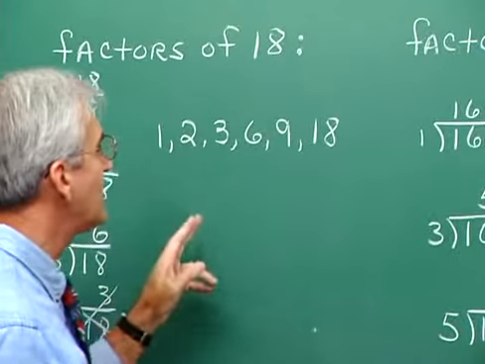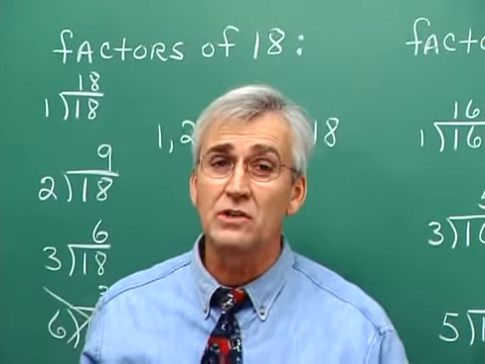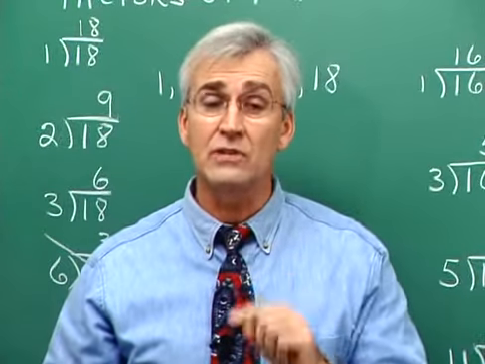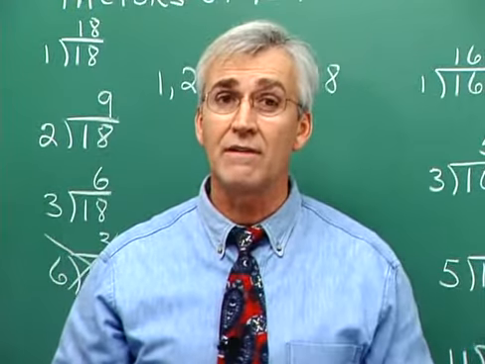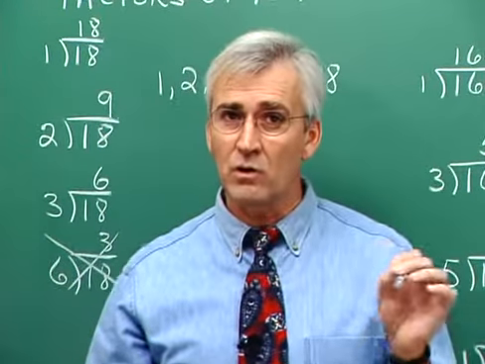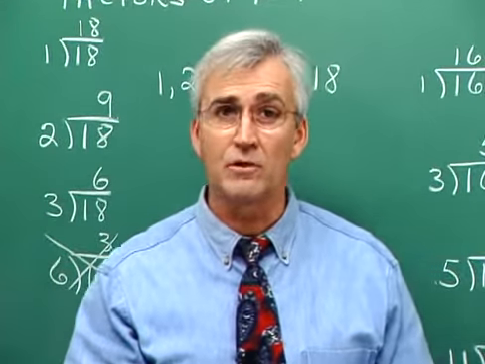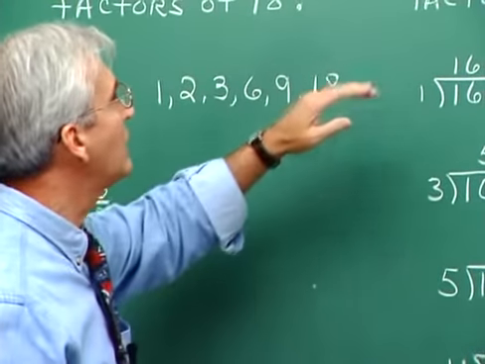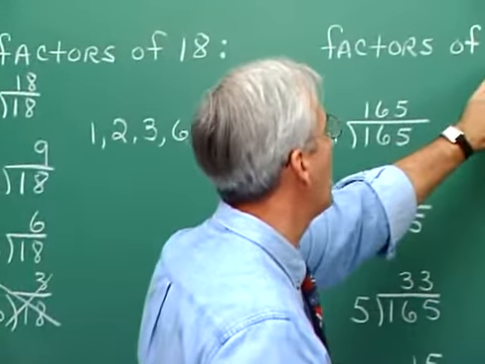The divisibility test for 5 is pretty easy as well. 5 will divide evenly any number which ends in a 0 or a 5. That is, if the last digit is a 0 or a 5, then 5 will go into that number a whole number of times. All right, let's go through and find the factors of 165.